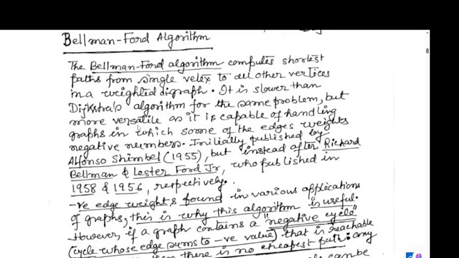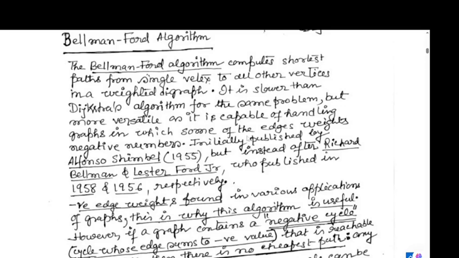However, a very important thing is that if there is a negative weight cycle in the graph, then the Bellman-Ford algorithm cannot solve that problem. In fact, it can detect the cycle. We'll come to this later on.